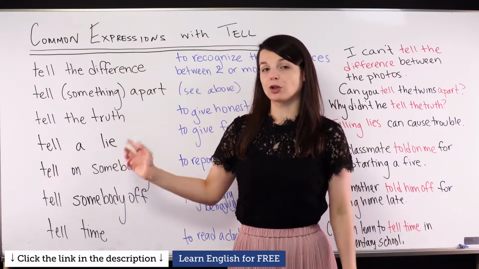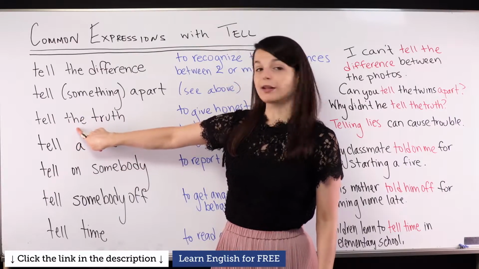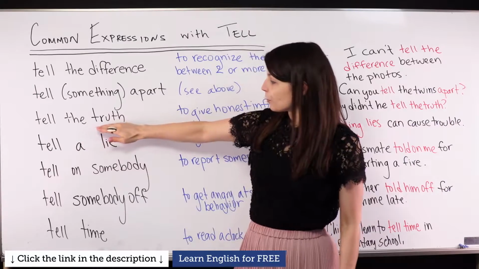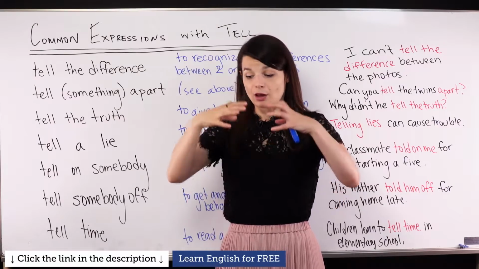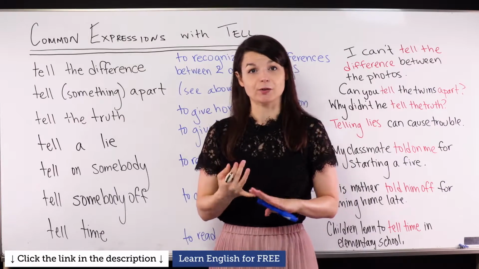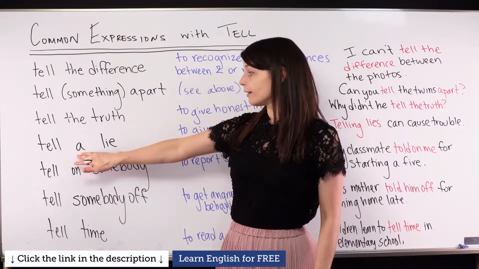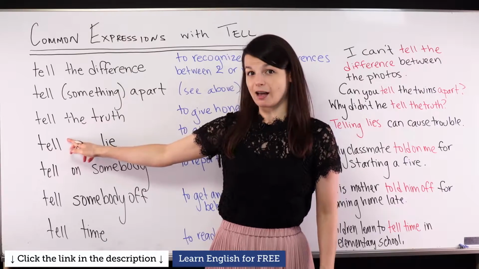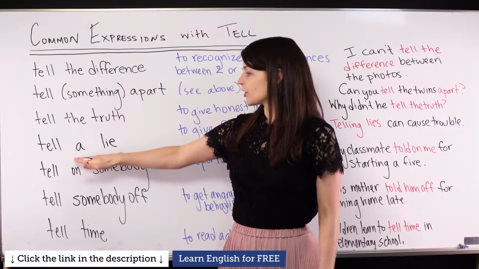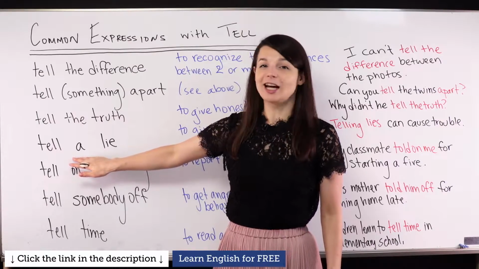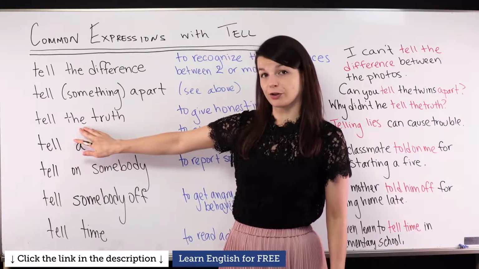In this expression, you'll notice we're using a, not the. Here we're using the because for truth, there is only one truth. To tell the truth means to give the real information about a situation, about a conversation, and so on. To tell a lie, there can be many lies. We can create any information to create a lie. So there's no the used here. Tell the lie is incorrect. Please use tell a lie and tell the truth.